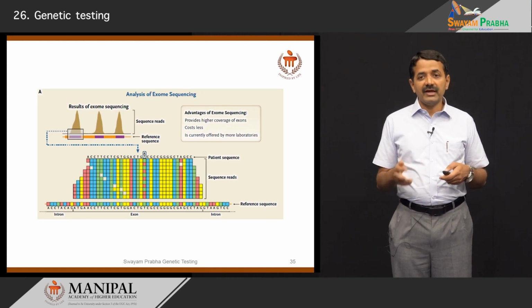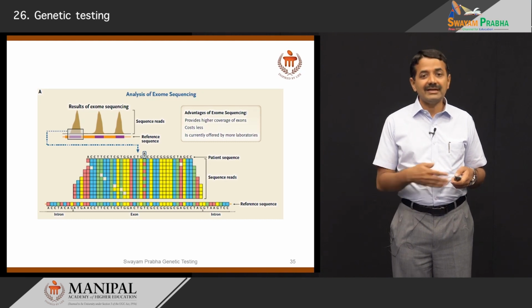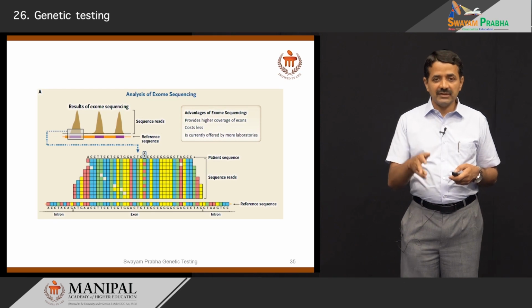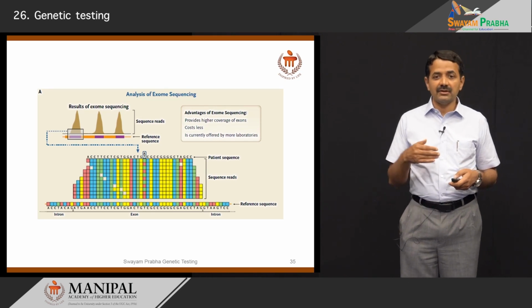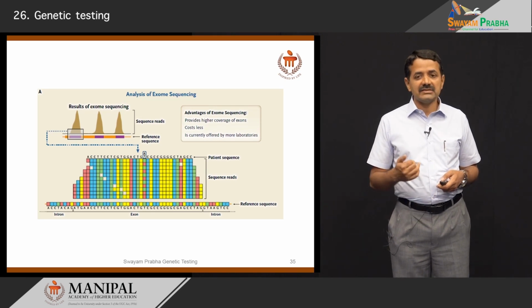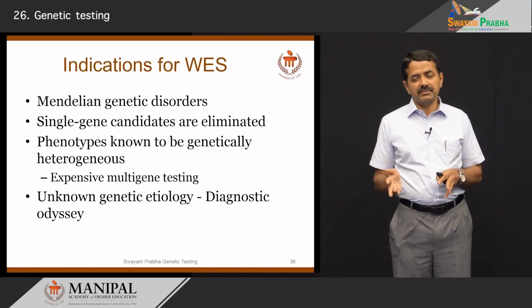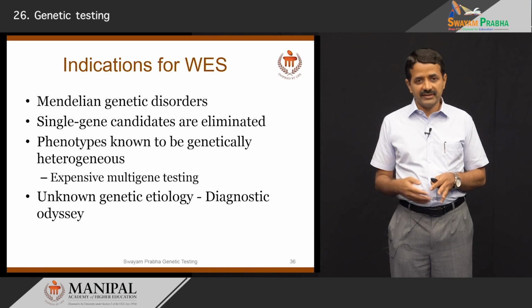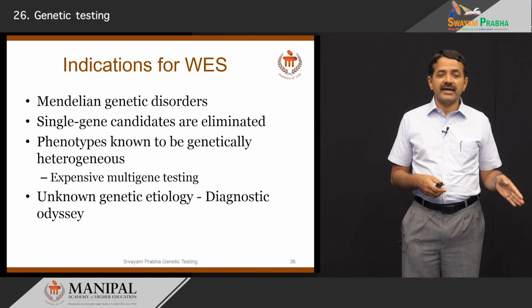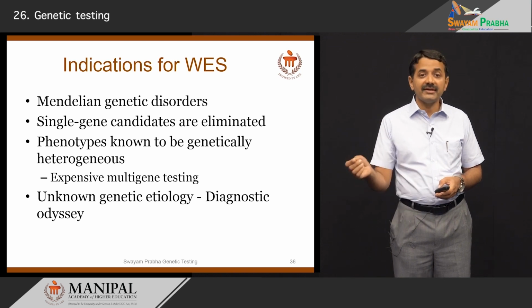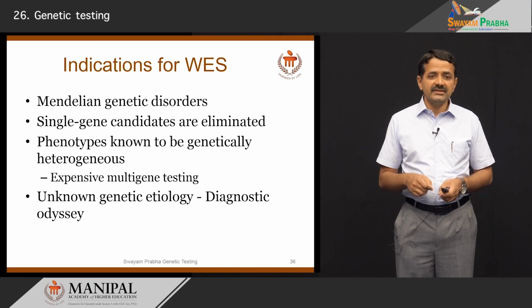This is becoming very widely used because the entire genome, entire exome can be sequenced in one single experiment very rapidly, very cost effectively, and diseases can be diagnosed. Currently, this is probably the very popular test which is used for diagnosis of Mendelian genetic disorders, which are caused by nucleotide variations within single genes.